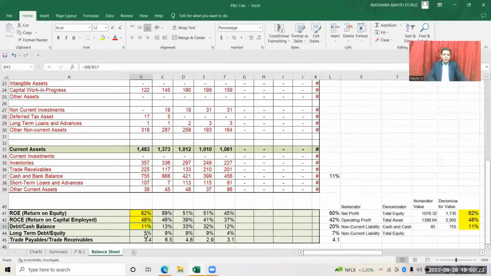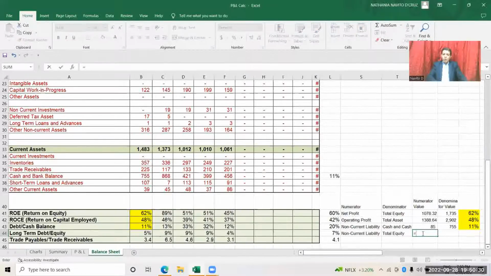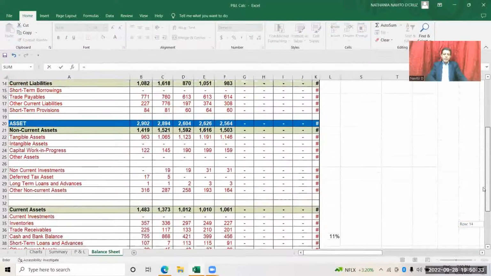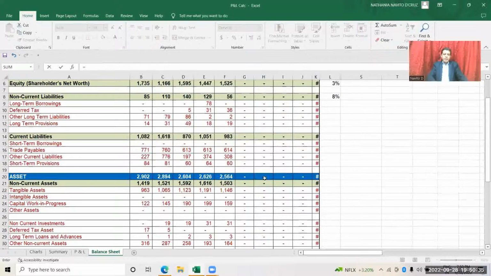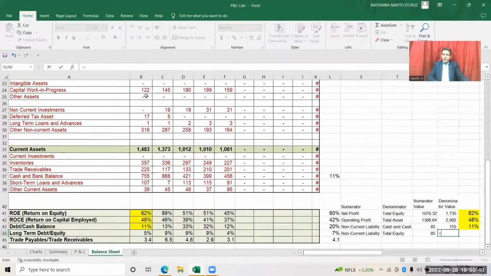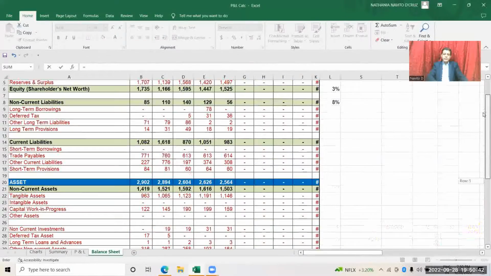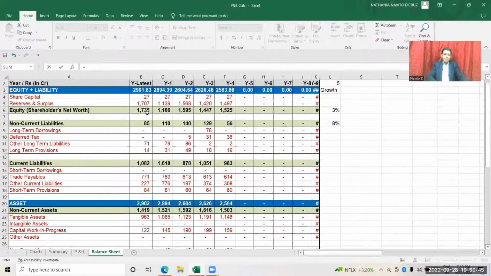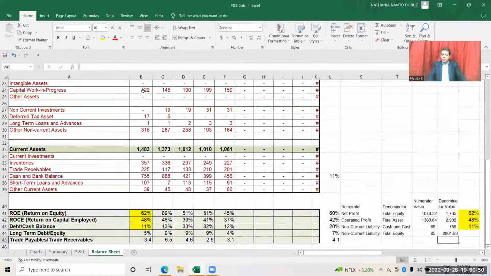Next is our long-term debt to equity. The long-term debt to equity, this we calculate by taking the non-current liability of the company, which is the same value, 85. Non-current liability, 85. And then we take the total equity of the company. Total equity plus liability. So value calculated as 3%.